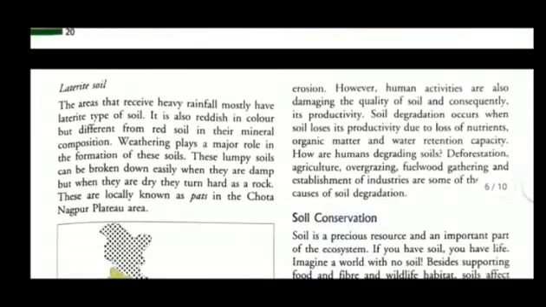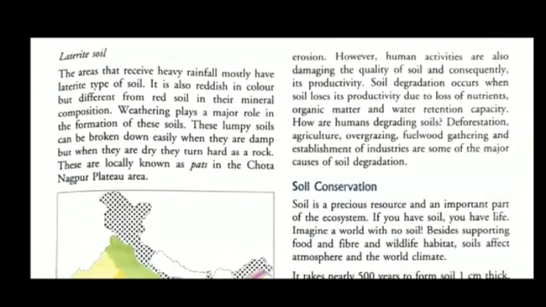Now let's talk about laterite soil. Those areas which receive heavy rainfall mostly have laterite soil. It is also reddish in color but different from red soil in its mineral composition. These are found in Western Ghat, Rajmahal Hill, Odisha, Chhattisgarh, Jharkhand, West Bengal, etc. These soils are suitable for the cultivation of rice, ragi, sugarcane and cashew nuts.